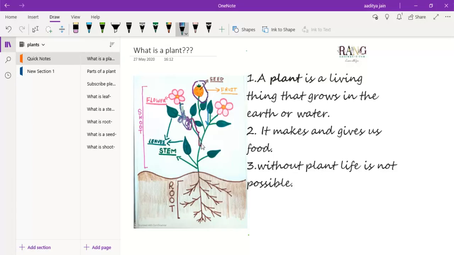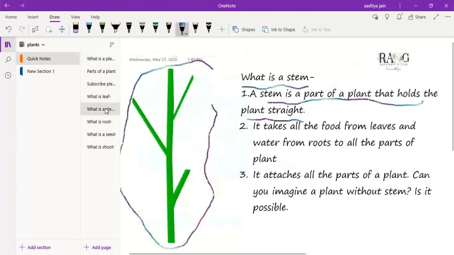I guess no. Also, if the stem is not there, the plant will just fall on the ground and die. So kids, the stem is also an important part of the plant.